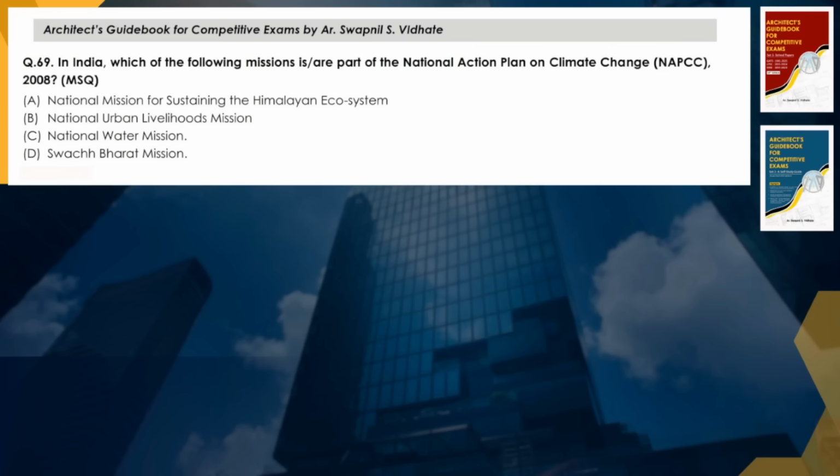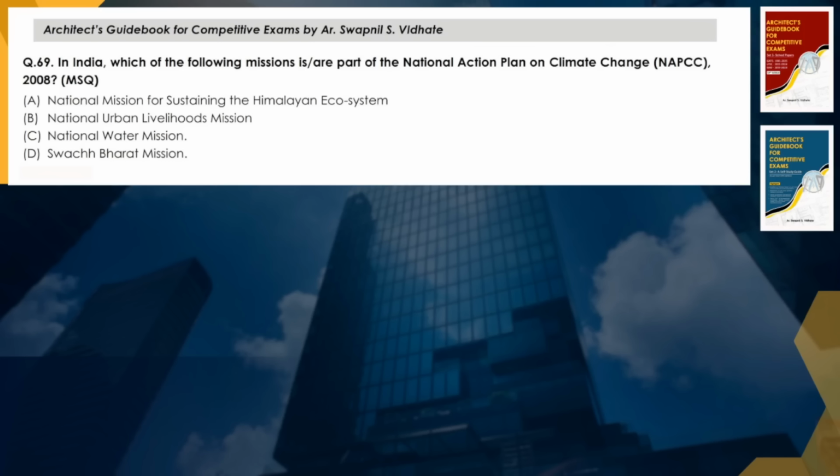Question 69. In India, which of the following missions is or are part of the National Action Plan on Climate Change, that is NAPCC 2008? Options were: A, National Mission for Sustaining the Himalayan Ecosystem; B, National Urban Livelihood Mission; C, National Water Mission; D, Swachh Bharat Mission.